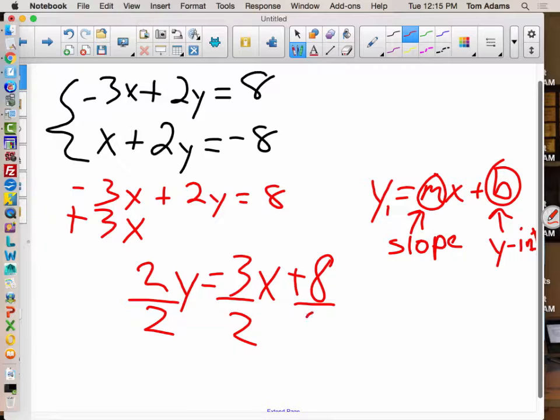And so the 2's on the left-hand side cancel, and you get y equals 3 halves times x plus 8 divided by 2, which is 4.